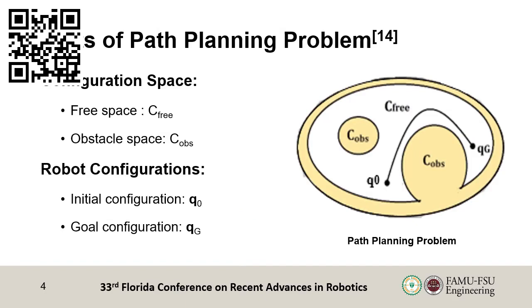The configuration space consists of free space and the obstacle space. The free space consists of everywhere that a robot can move, while the obstacle space consists of everywhere this robot cannot move. As can be seen from the diagram, the free space and the obstacle space are complements of each other. In addition, this robot's starting position is Q0 and its goal configuration is QG. The robot determines a path from Q0 to QG through the free space without touching the obstacle space.